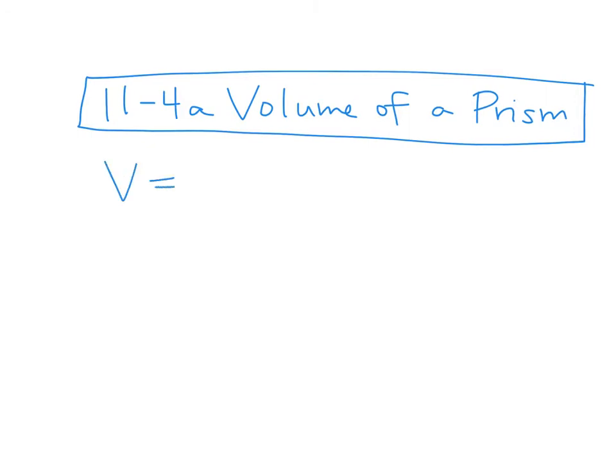Volume, so we're going to do this formula. What does B stand for? Area of the base, and H is the height of the figure. Okay, so at times it's going to feel like you're doing base times height, which is length times width times height. But I will show you a few examples and make sure you're good on that.